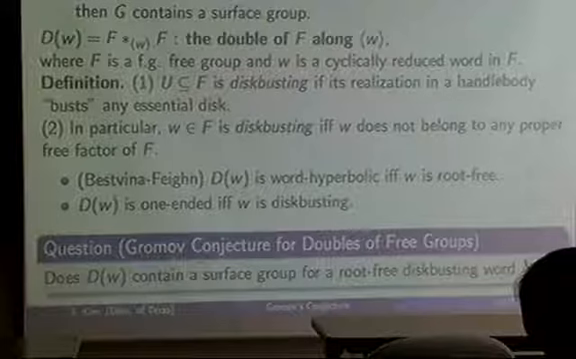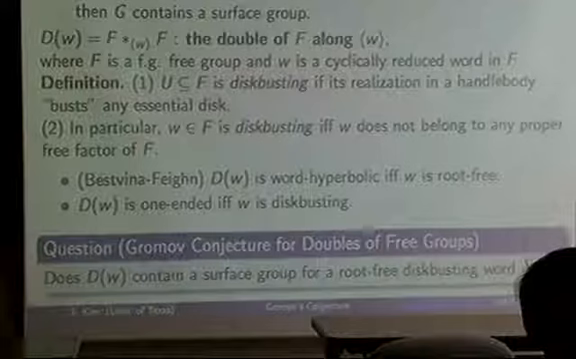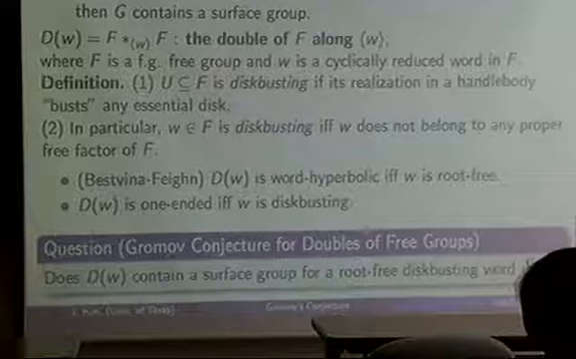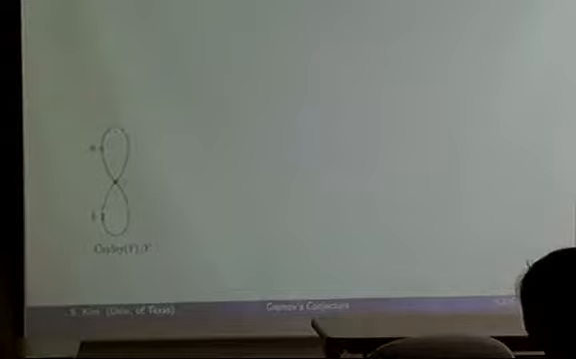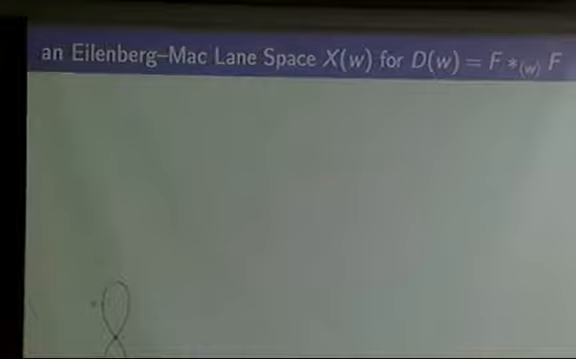And today I'd like to talk about certain sufficient conditions for this double to contain a surface group, and try to give you a graph theoretic conjecture that will imply the Gromov conjecture for doubles of free groups, and talk about the decidability of the conjecture. So let us briefly recall what people have done about these doubles of free groups. Basically, this was started by Daniel Wise in 2000, and it was also recently used by Gordon and Wilton to compute, basically, the second homology in certain cases of these doubles.